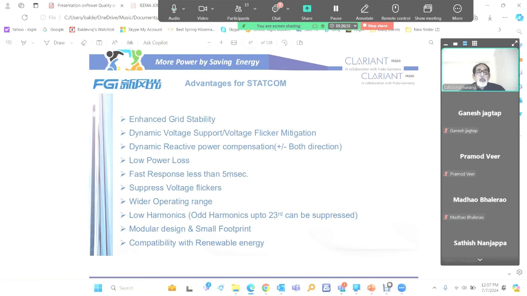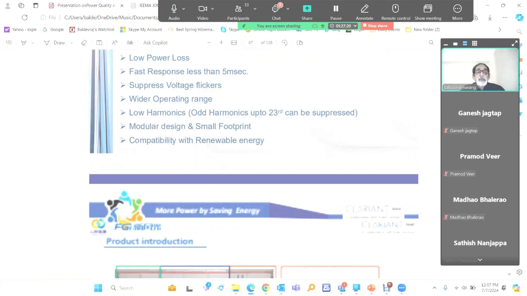It's a very low power loss item. Less than 1% is the self consumption. The response time is less than 5 milliseconds, so that there is no interruption in supply. Voltage flickers we can control. Operating range is wider. Harmonics can be suppressed. The design is modular. We can easily increase and upgrade the systems, and it is compatible with the renewable systems, as well as industries, which we are serving now.